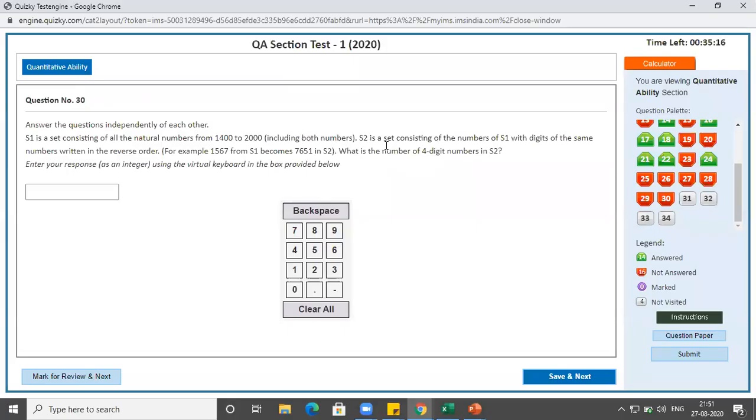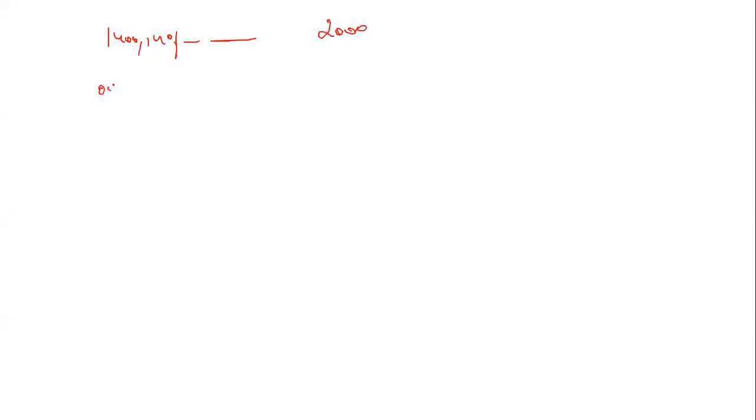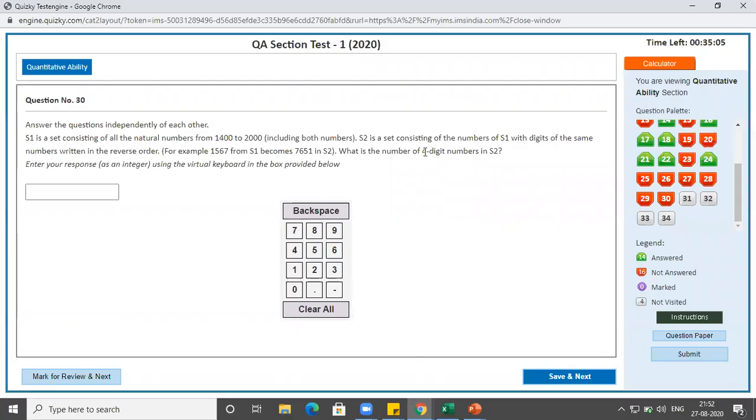Okay. So in S1 I have the numbers 1400, 1401, up to 2000, including both numbers. S2 is a set consisting of the numbers of S1 with digits in the reverse order. So in S2, I'll have 0041, 1041, and so on. What is the number of 4-digit numbers in S2?